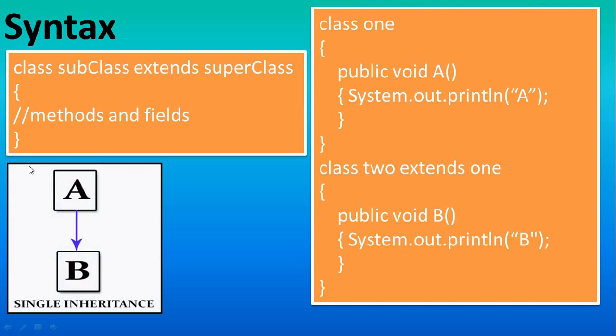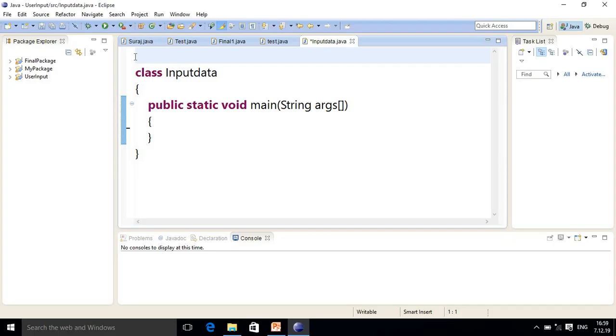So this is the diagrammatical representation that you know. Here this is the base and this is the derived. Programmatically you observe this is one class, that is base, and this is the second, that is derived. And as I told you, B will take the data from A. Now we move on to Eclipse and we will see the program execution in Eclipse.